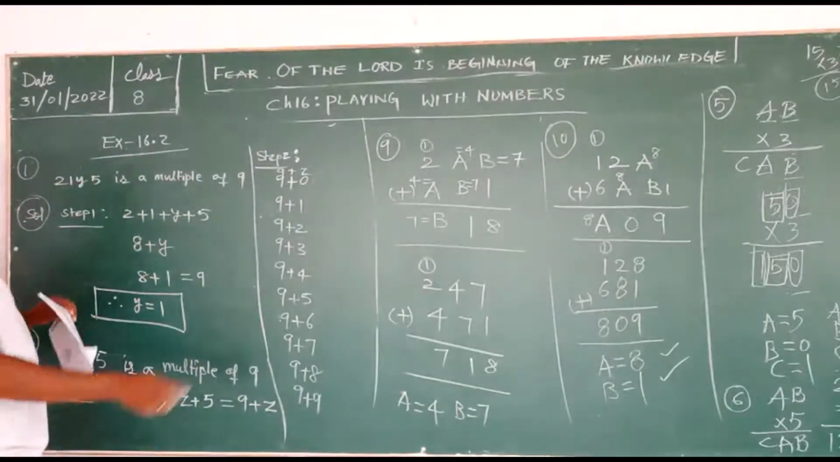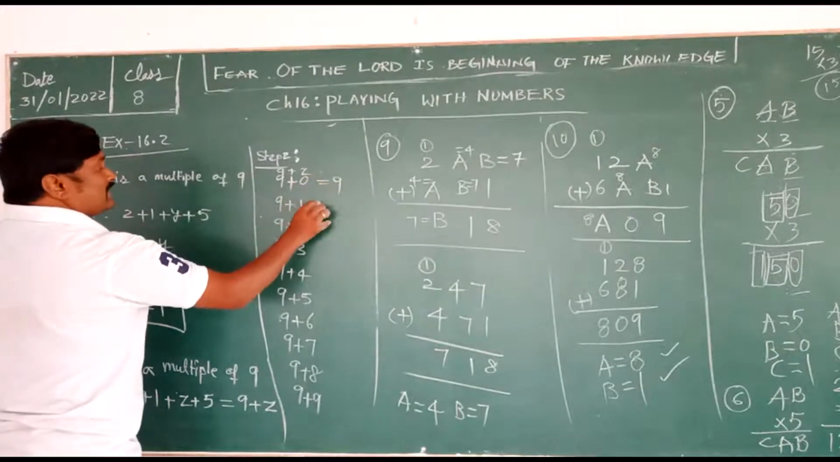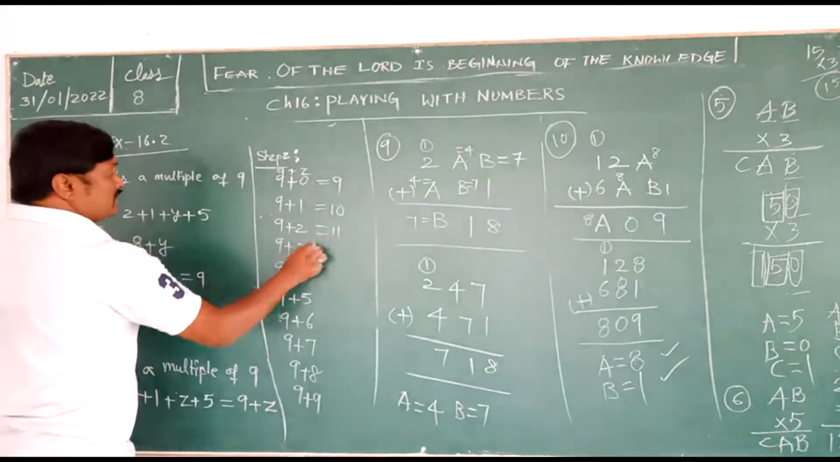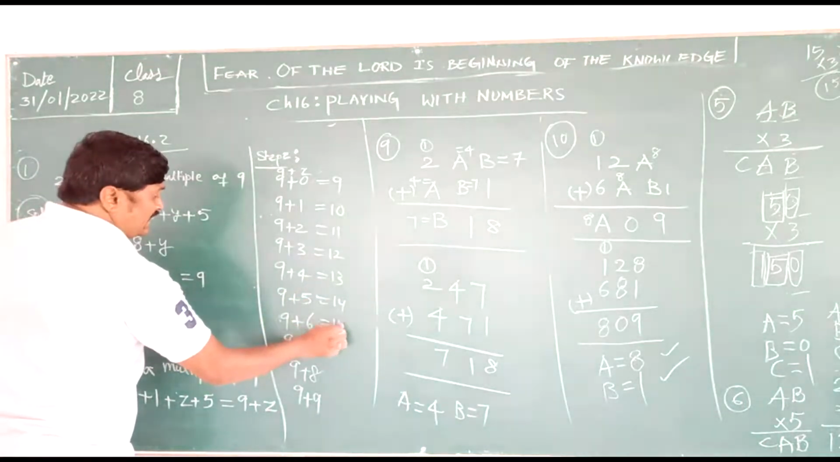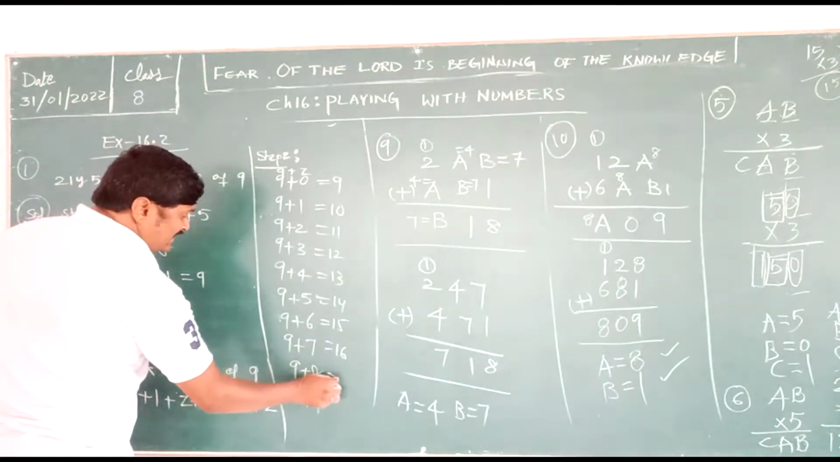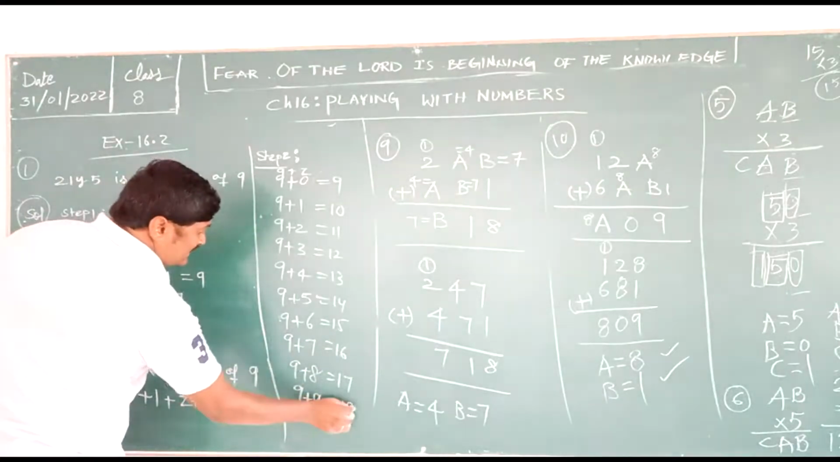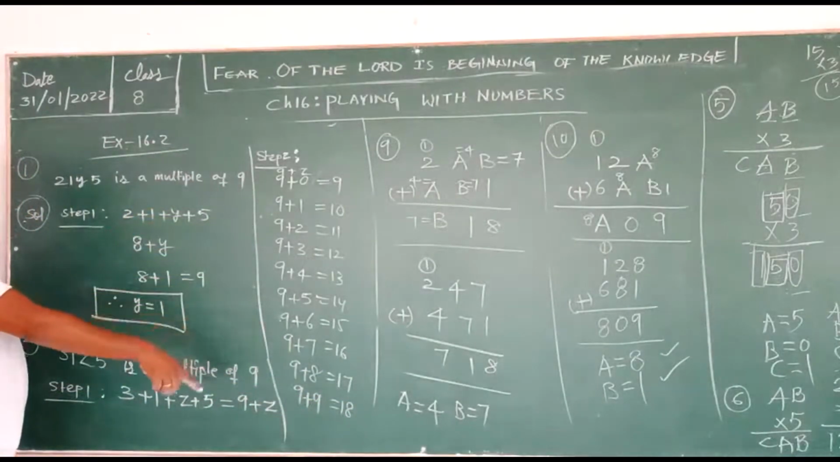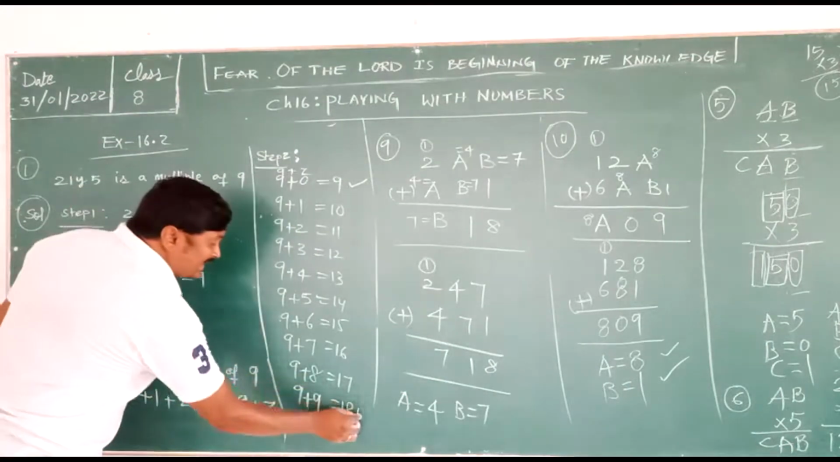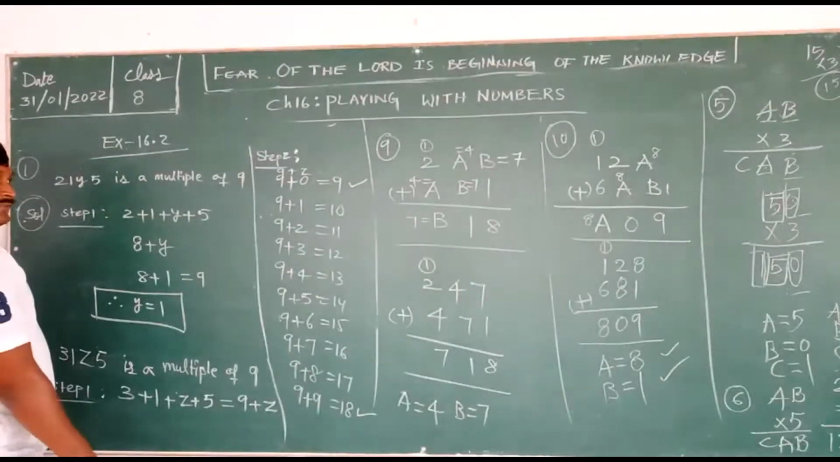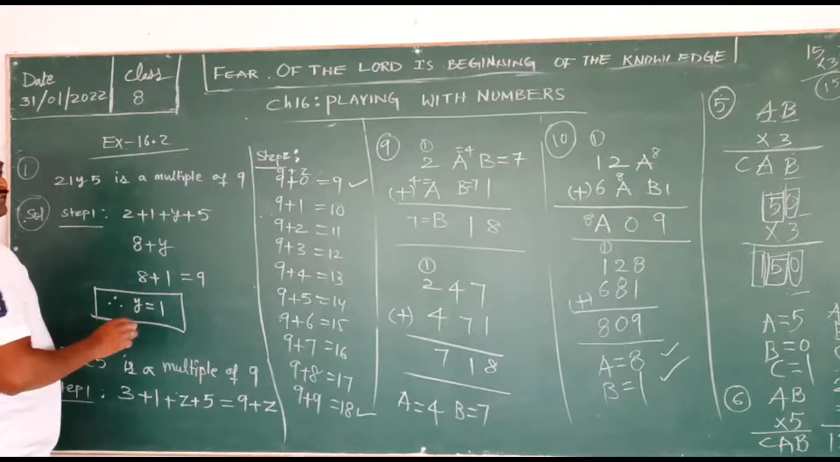Step number 2. 9 plus 0, 9, then 10, 11, 12, 13, 14, 15, 16, 17, 18. In this, which are 9 multiples? 9 is a 9 multiple. 18 is a 9 multiple. Therefore, what should be your z values?